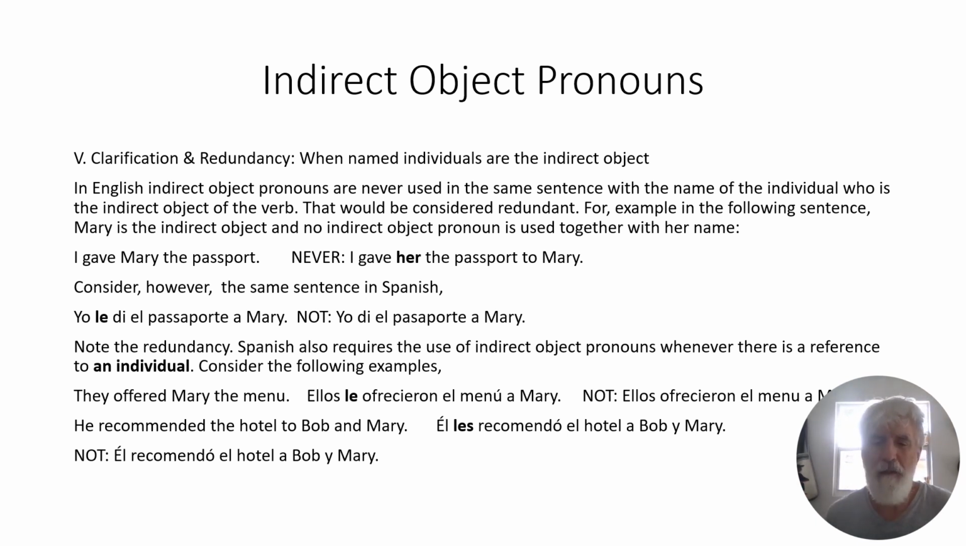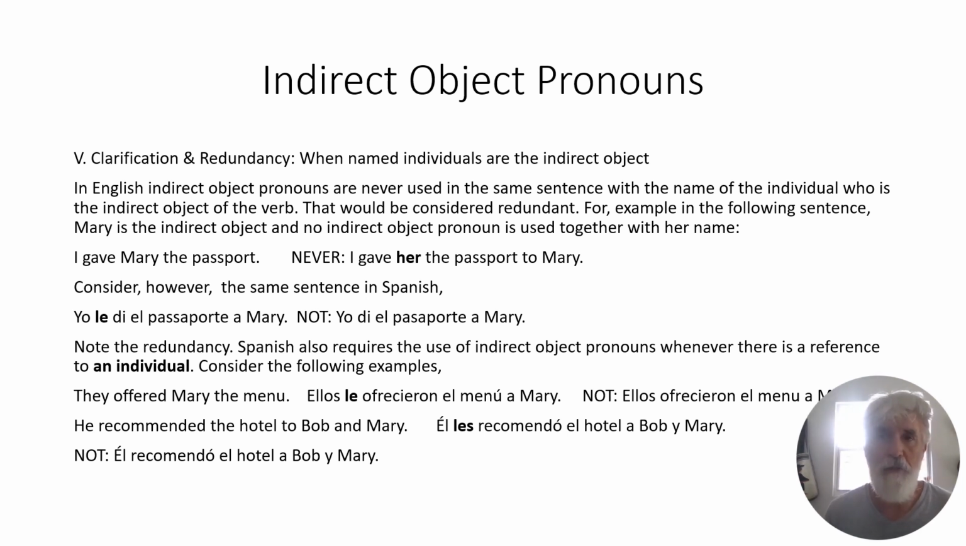This is a small point, but it's very different in English and Spanish. In Spanish, they are very redundant. If there is a person who is an indirect object, like I gave Mary the dress, I gave Bob the ball, when I'm giving them something or doing something for them, in Spanish we are redundant. So I would say, I gave to her the dress to Mary. I gave to him the ball to Bob.